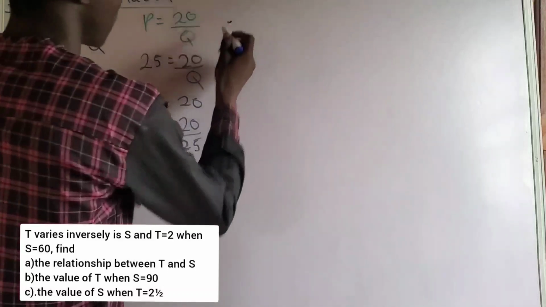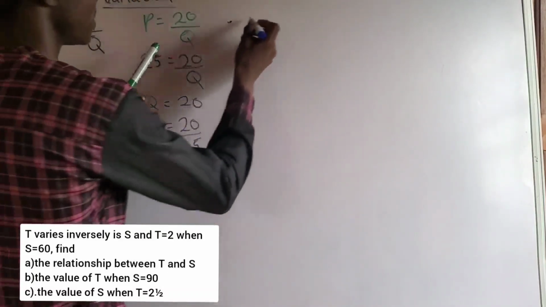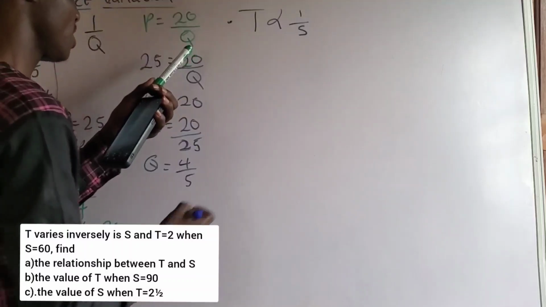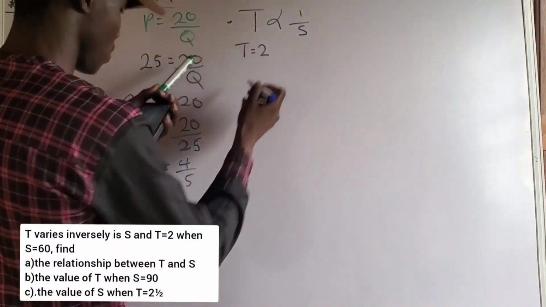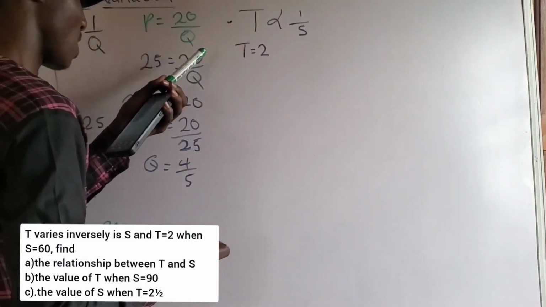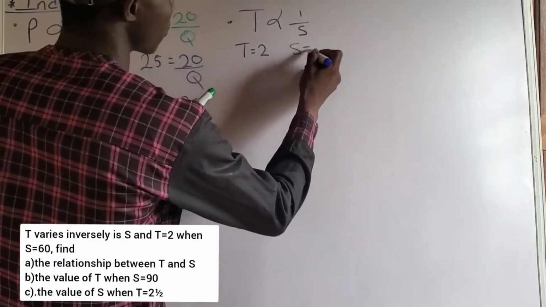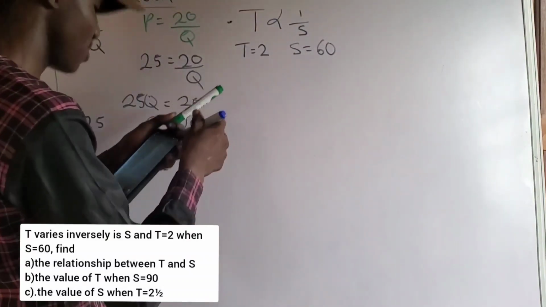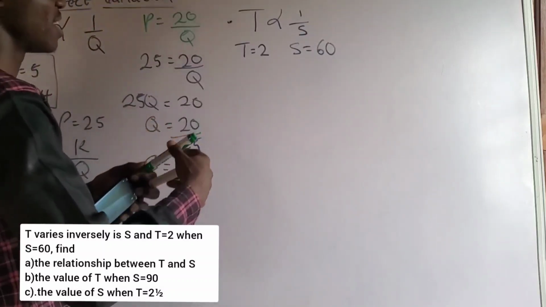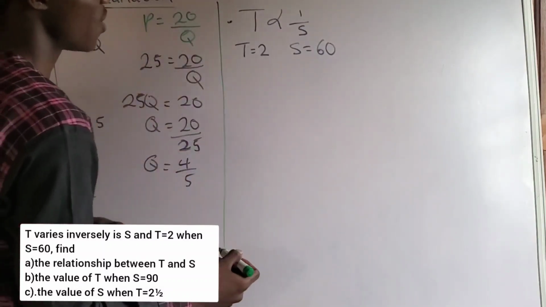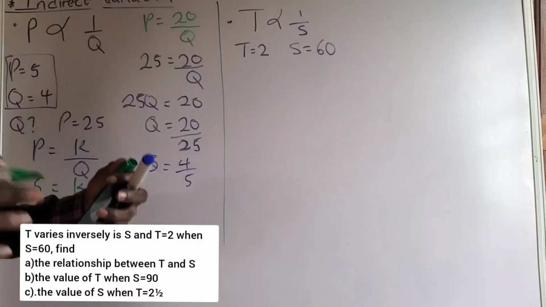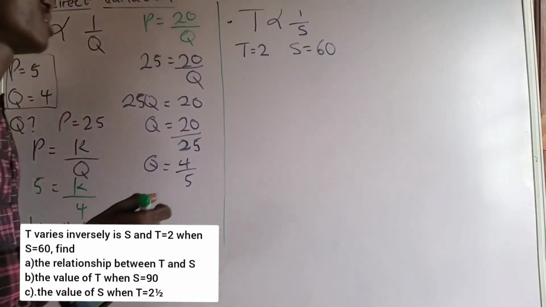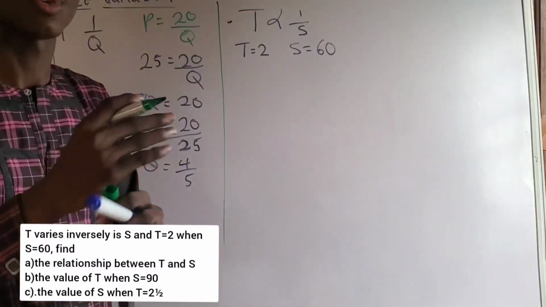T varies as 1 over S. T equals 2 when S equals 60. Find A, the relationship between T and S. Okay, that's the first question. Now, the relationship between T and S is the equation connecting T and S. If we can get the equation connecting T and S, we are good to go.